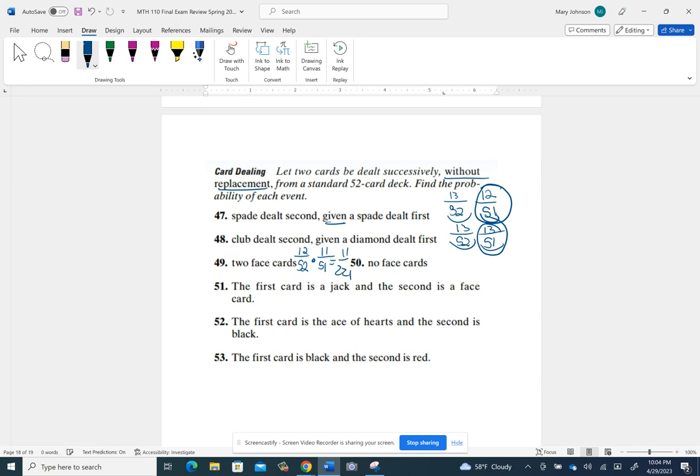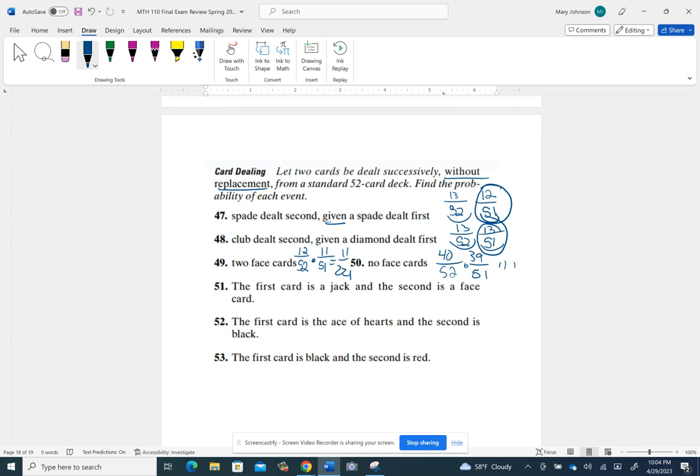Okay, no face cards. If there's 12 face cards, then that means you have 52 minus 12, or 40 that are not face cards. And then the next time around, there's only 39 that are not face cards out of the 51. And then you would simplify.